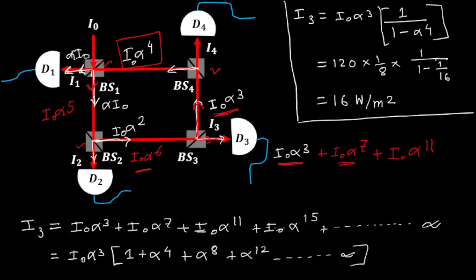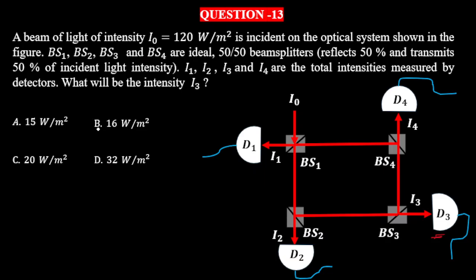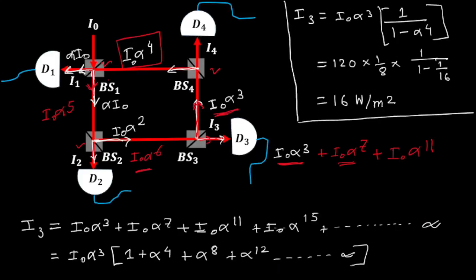So the correct option will be option B. In this case, the total intensity that will be measured by detector 3, which is I3, will be 16 watt per meter square.